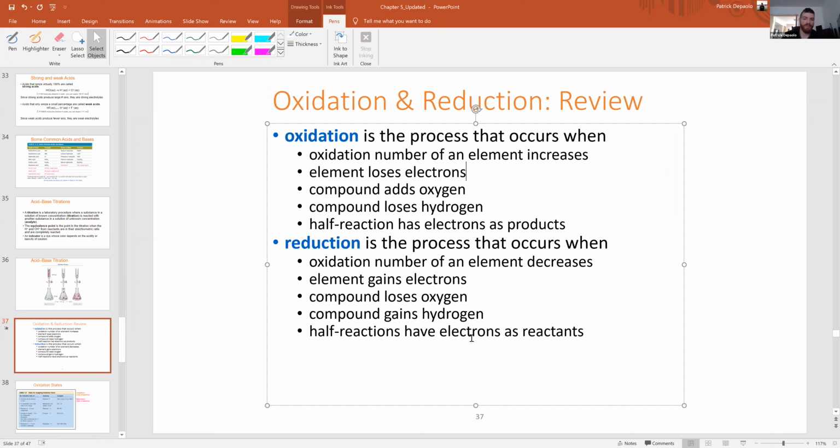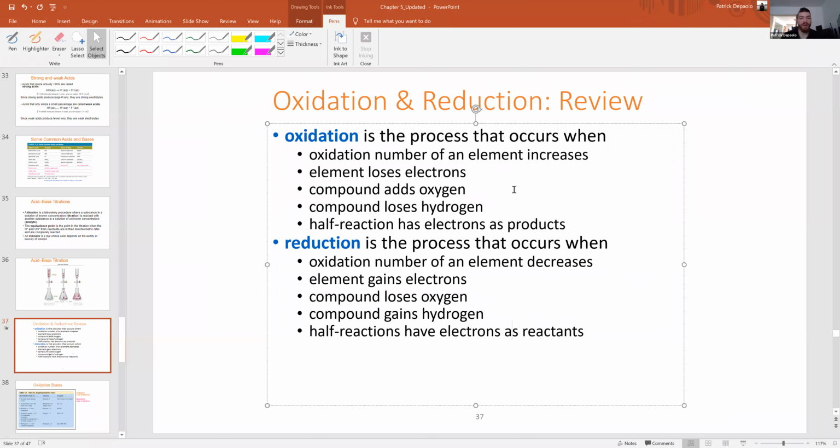And that's the key. Then reduction is the opposite. In reduction, the oxidation number of an element decreases, meaning you are gaining negatives. You are gaining electrons. So the element gains electrons. And it's the opposite of oxidation, meaning you are losing oxygens, or you can be gaining hydrogen. Sometimes not all of this has to happen. The oxidation number has to decrease or increase; that's a given, and 99% of the time it happens. But sometimes a compound can just lose oxygen or gain hydrogen and it'll be reduced. So keep that in mind.